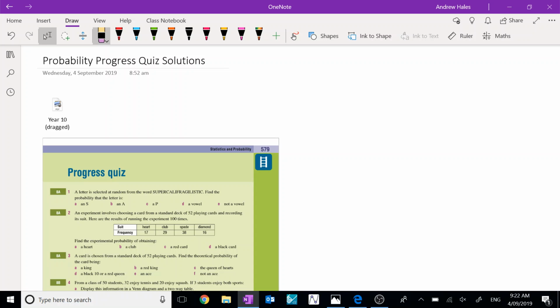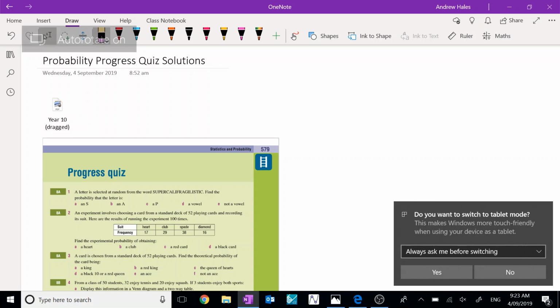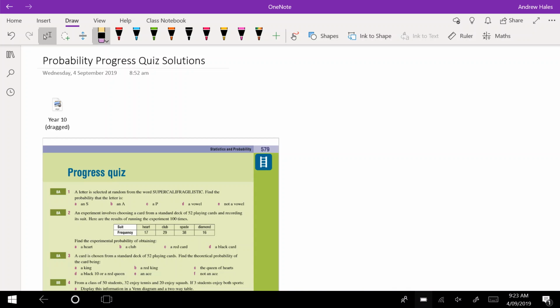So today I'm going to be doing the solutions for your progress quiz, which I've put on your OneNote, which you'll get either today or tomorrow, depending on when I give it to you guys. And so here are just the worked solutions for these questions.